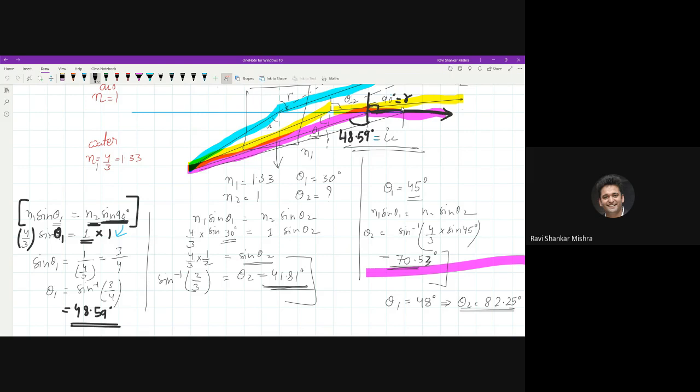Yes, Aryan, tell me. Sir, can you please repeat the definition of total internal reflection? When the angle of incidence is greater than the critical angle, we will be having total internal reflection. Means then angle of incidence will be equals to angle of reflection. How the light ray will go? It will go like this.